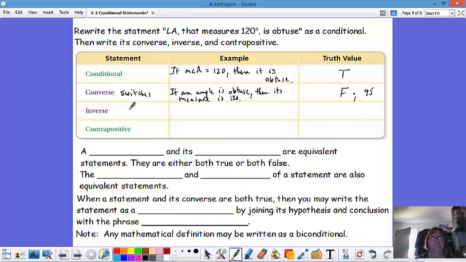Let's go back to our original conditional, and we'll want to write its inverse. The inverse nots both parts. Okay, so we're going to not both the hypothesis and the conclusion. Let's see. If the measure of angle A is not equal to 120, then it is not obtuse.